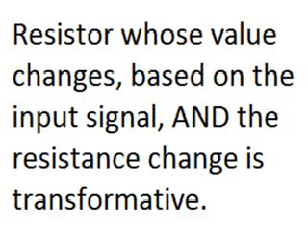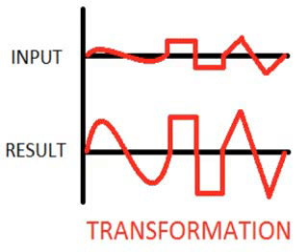Now, by transformative, what I mean is this. Let's say you have some kind of signal input, and if your signal output is the same shape as the input, then it's called a transformation mathematically. Now, as you can see, the function result here is a little bit taller than the input signal. However, it's the same shape, it's not distorted, so we call that a transformation. So, any resistor whose value changes transformatively compared to the input signal, we call it a transforming resistor or a transistor.